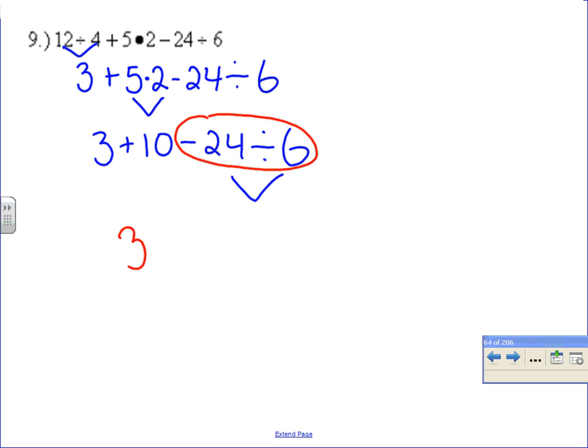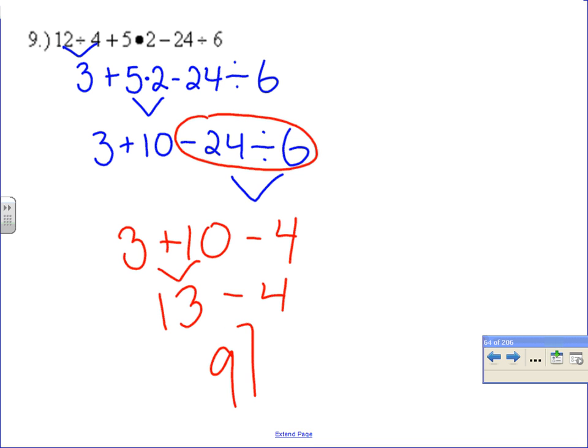Okay. 3 plus 10, you're going to rewrite. Negative 24 divided by 6 is minus 4. Okay, Alyssa, now what? Good. So we have 3 plus 10, which is 13. Rewrite the minus 4. Justin, what's the answer? Good job. So this one's not too bad, but I wanted you to be careful. There are a lot of terms in that problem. Charles, we're on number 9. So be careful when there's a lot of terms. It gets to be a little bit confusing.